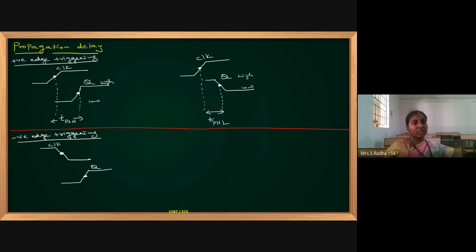This is the clock signal. Already clock is ready here. Output can be taken, but output is coming with some delay. This is the propagation delay. Output is going from low voltage to high voltage. Okay, this is in the case of negative edge triggering.